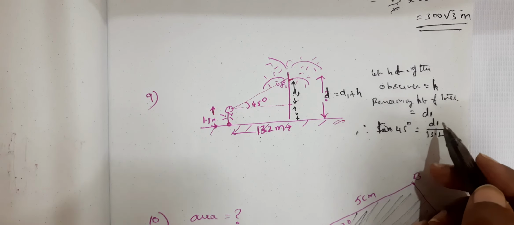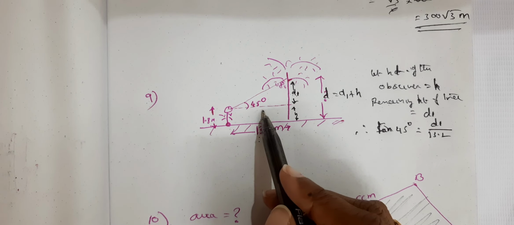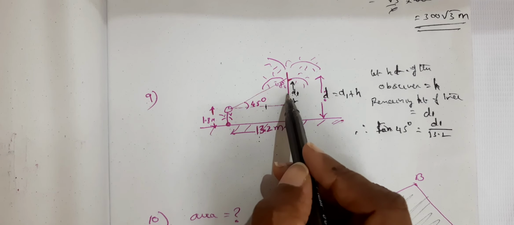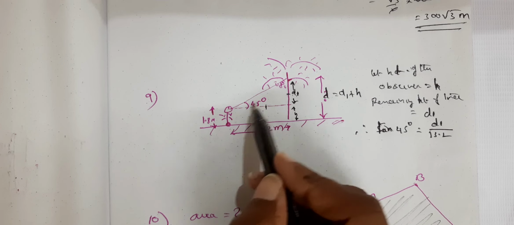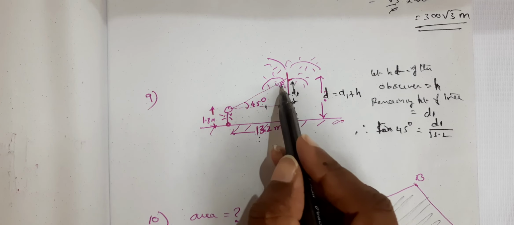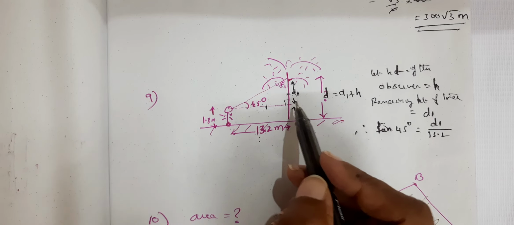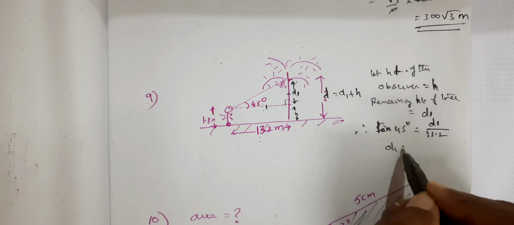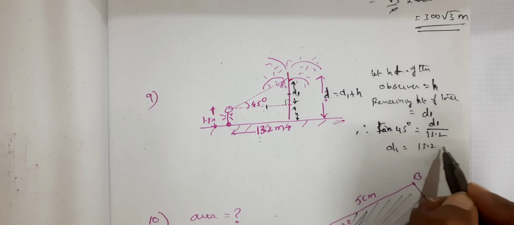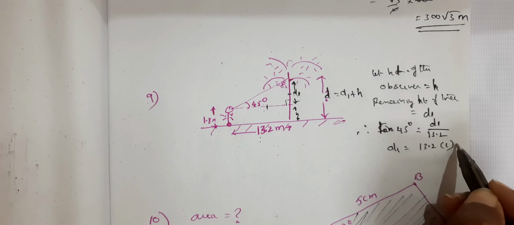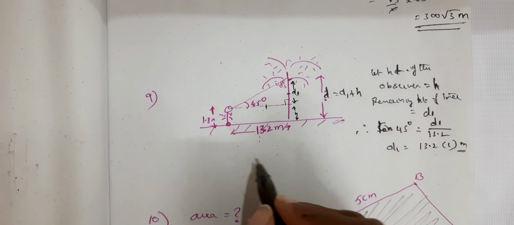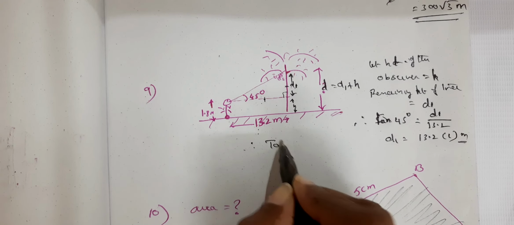Clearly you can do it, I know tan 45 is 1. That means if this side and this side are equal, then only it will be 45 degrees, is it not? This is 90 and this is 45. But because we are writing for the board exam, we have to write everything. So d1 is equal to 13.2 into tan 45, which is 1. So 13.2 meters.